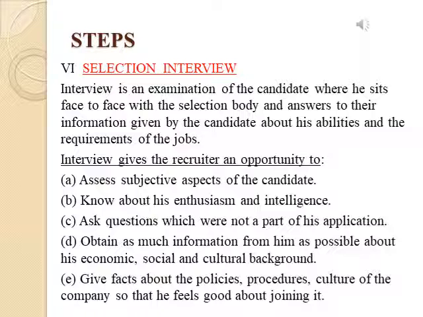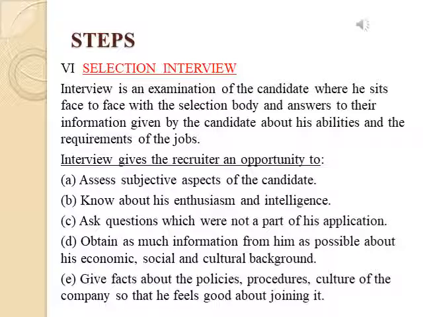The sixth step is selection interview. Interview is an examination of the candidate where he sits face to face with the selection body and answers to the information given by the candidate about his abilities and the requirements of the job. Interview is basically an oral examination conducted for the purpose of employment. It is a formal, in depth conversation which evaluates the applicant's acceptability. It is a very excellent selection device.